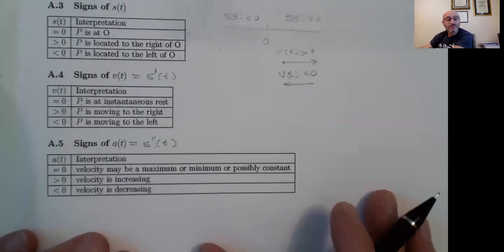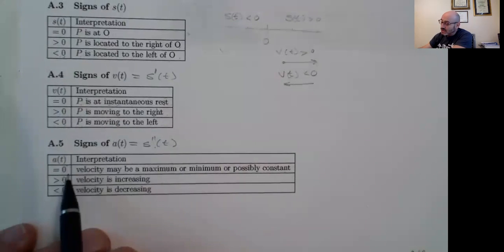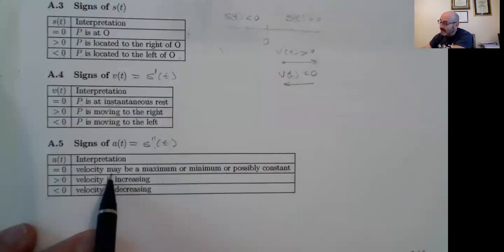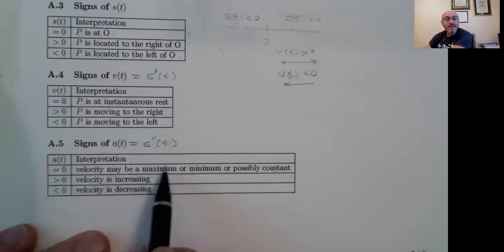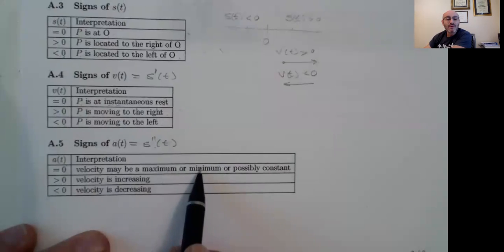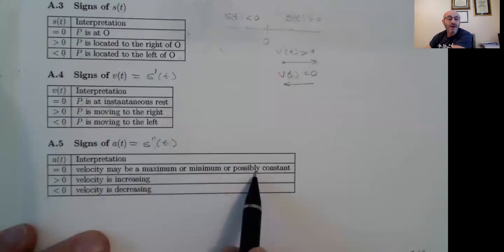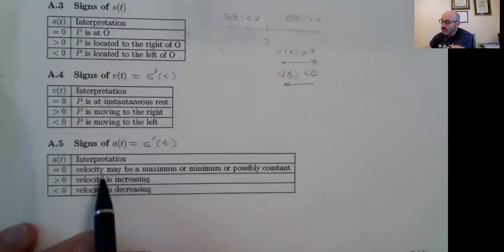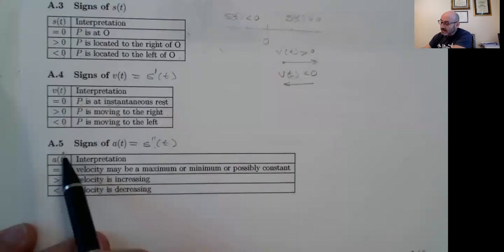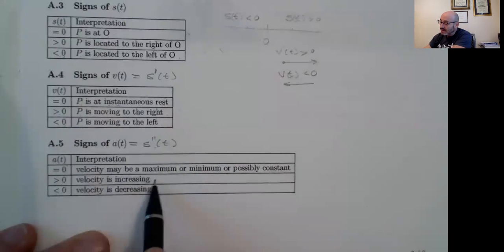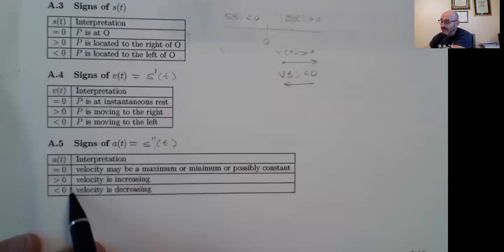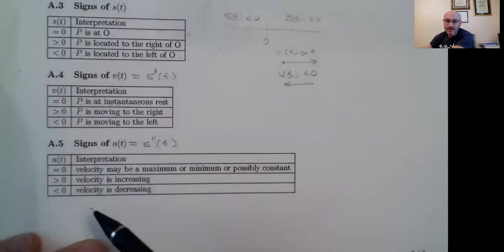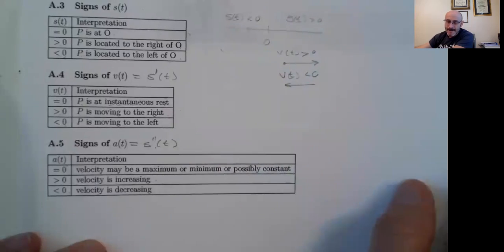Then the acceleration. If the acceleration is equal to 0, that means that the velocity may be at a maximum, at a minimum, or is possibly constant, okay? If the acceleration is positive, the velocity is increasing, and if the acceleration is negative, the velocity is decreasing, okay? We're going to make analysis of particle motion, that's why we need to know these things, okay?